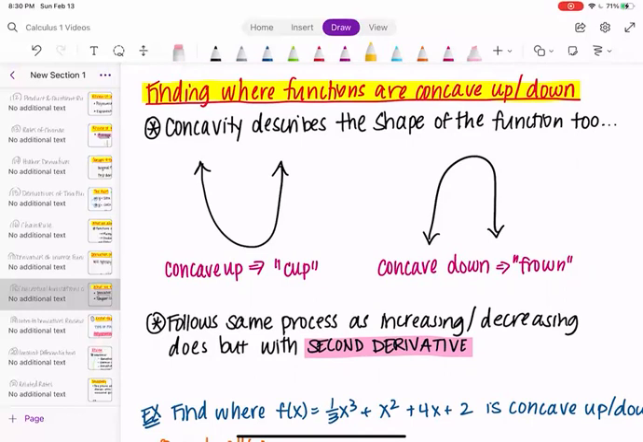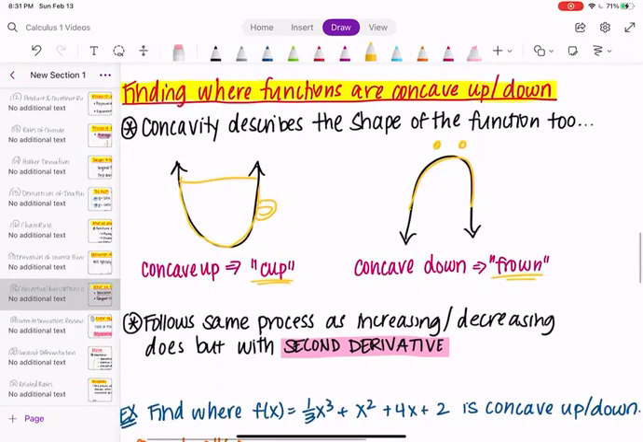And the way to remember which is which, concave up, what shape that describes, and concave down, what shape that describes, is to remember cup and frown, right? Concave up looks like a cup, right? I could draw a little cup here. And concave down looks like a frown, like I could draw a frowny face here. So those are the ways that I remember it even to this day, right? So the second derivative, following the exact same process, but with the second derivative instead of the first derivative, shows us where the function is concave up or concave down, right?